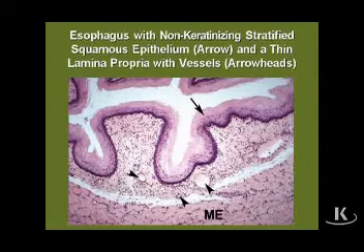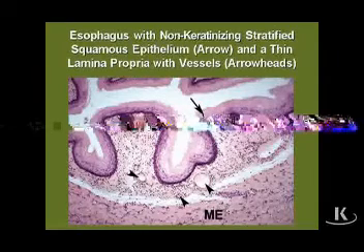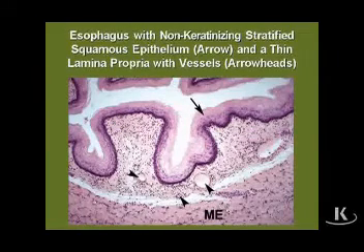Underlying that, we see obviously the array of muscularis externa that we documented as having different components of either skeletal or smooth muscle, and certainly there are some blood vessels indicated at the arrowheads.